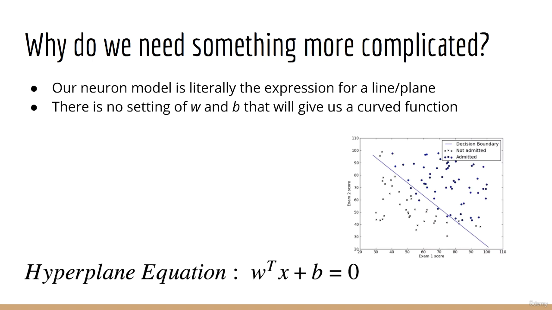The reason the equation W transpose X plus B equals 0 gives us a hyperplane is because this is the actual definition of a hyperplane. There's no way around this. There's no possible setting of W and B that could give you a curved surface. So how can we get a curved surface so that we can solve more complicated problems?